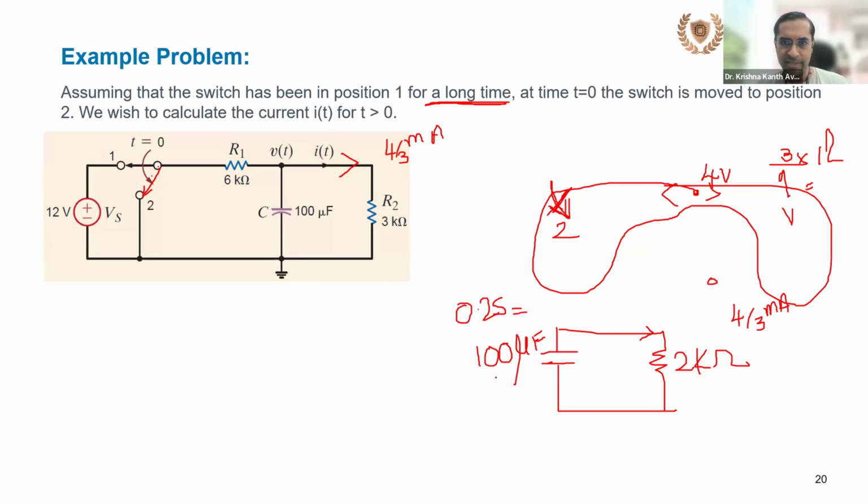So it is R into C. Right? This is 100 microfarad into 2 kilo ohms, right? Is this correct? 0.2 seconds. Yes or no? Yes, sir. Yes. Okay. So what does the solution look like?